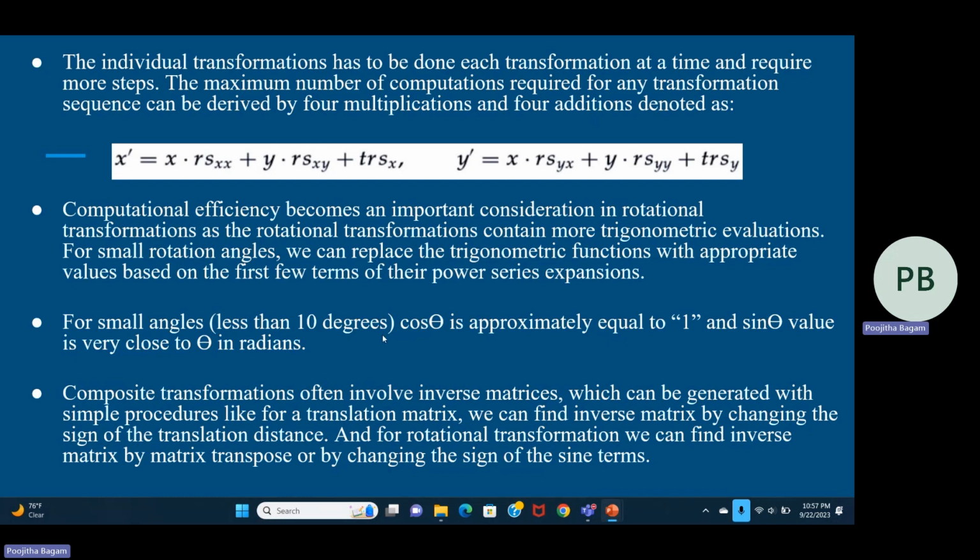So for small angles, which are less than 10 degrees, cos theta is approximately equal to 1 and sin theta is very close to theta in radians. So composite transformations often involve inverse matrices, which can be generated with simple procedures. For a translation matrix, we can find the inverse matrix by changing the sign of the translation distance. And for rotational transformations, we can find the inverse matrix by matrix transpose or by changing the sign of the sine terms.